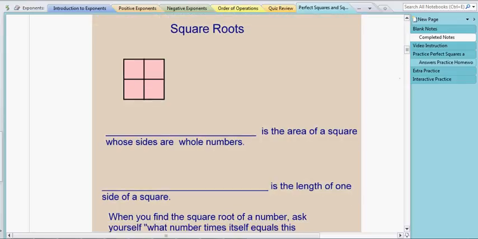So what is the area of a square whose sides are whole numbers? That's called a perfect square. So for example, if I have 2 times 2, that equals 4. 4 is a perfect square. What is the length of one side of a square? It is the what root? The square root.